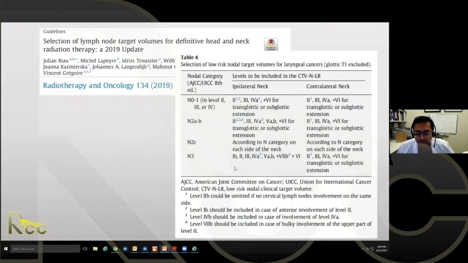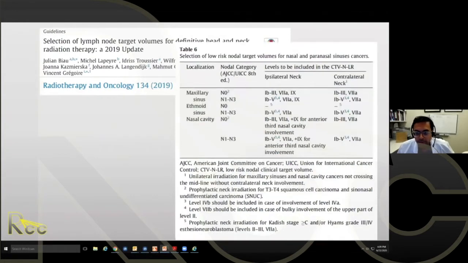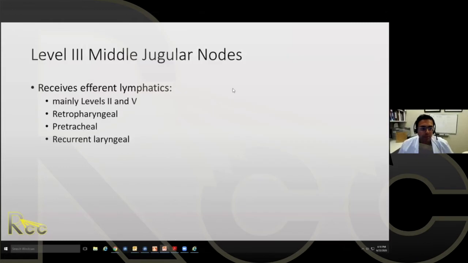So you're seeing, just as Dr. Hugh had mentioned, level 2 being a primary nodal drainage for many tumors, while levels 3 and 4 are included in that same chain. Now things change a little bit when you're looking at nasal cavity and paranasal sinus tumors. Typically the upper neck, 1B through 3, is included for node negative tumors, but you will include the entire neck when they're node positive. So let's move on to each individual nodal category.